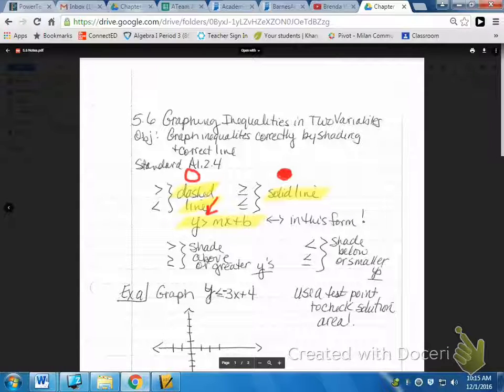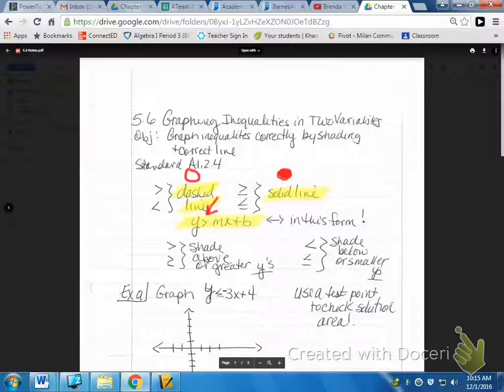Now, the shading has to come into play next, because when you're talking about graphing a line that's an inequality, you're shading a whole section of the graph. It's like you're splitting the graph into two parts. The part that's the answer and the part that's not the answer. The part that's the answer is the shaded part. So here's kind of how you do this.